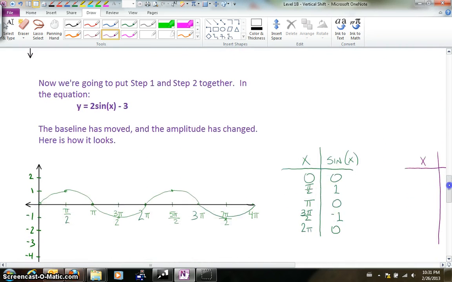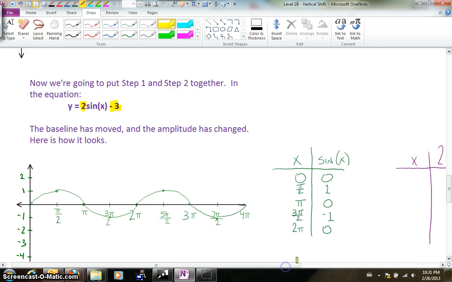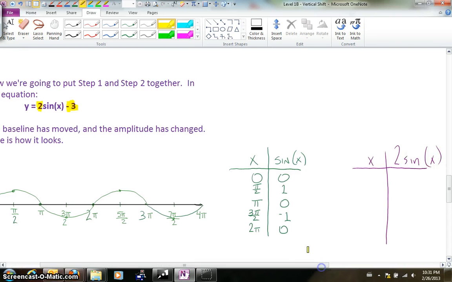Now we're going to try to put steps 1 and 2 together. This function's got a change in amplitude as well as a change in vertical shift. It's been moved down 3. When you have a change in both amplitude and vertical shift, you've got to take care of the amplitude first. So here's our sine chart.